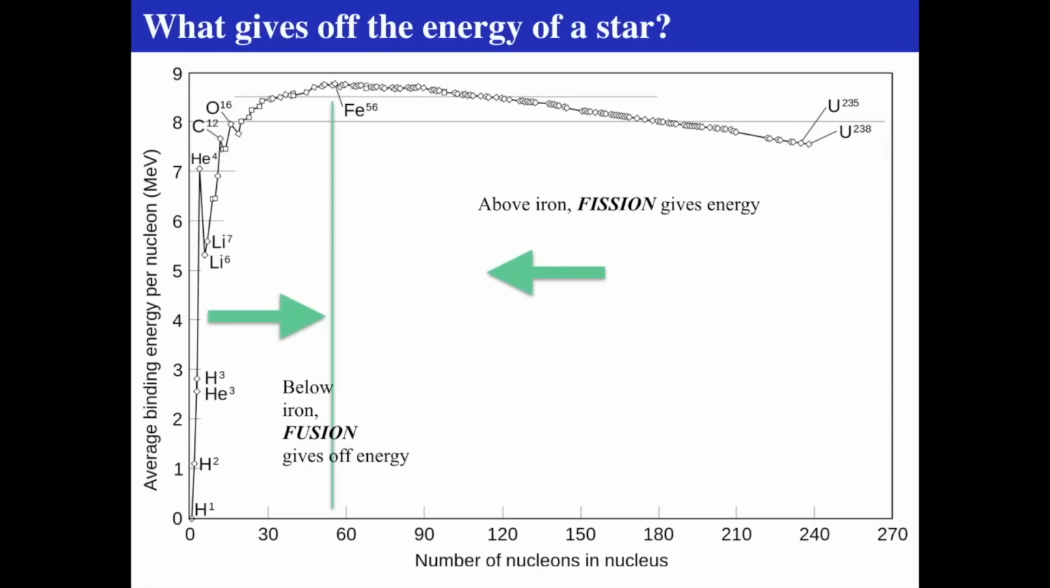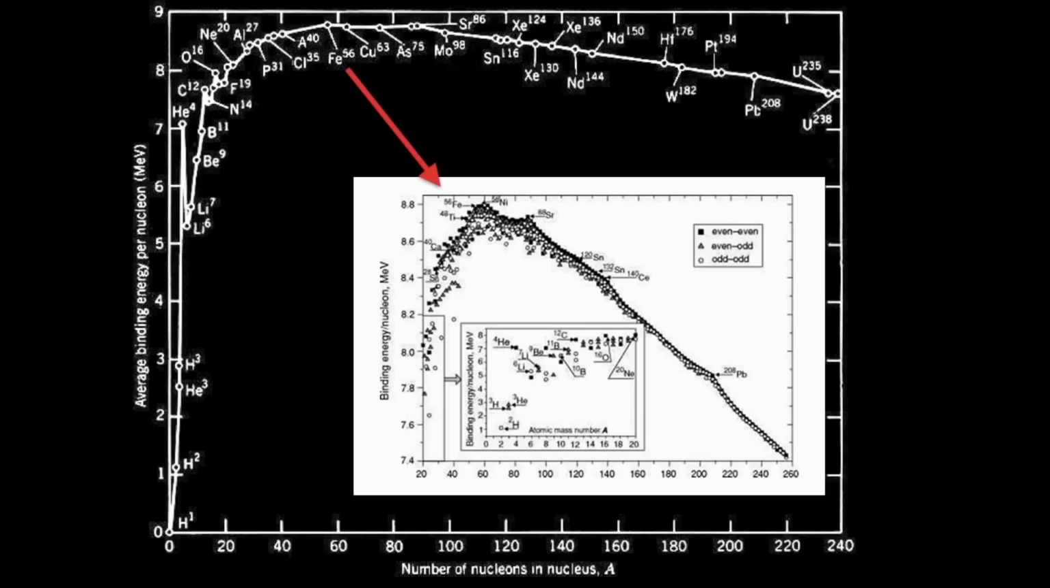And so uranium decaying to lead, which is more than halfway up from the far right-hand side to the left, towards the peak, gives off energy. So above iron, fission gives off energy, and to get things more massive than iron, it takes energy. All right, so this is a more detailed view.